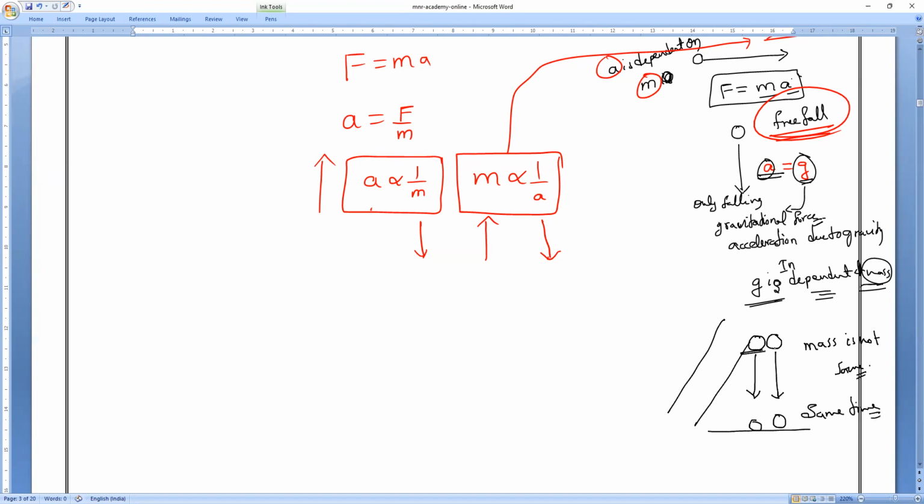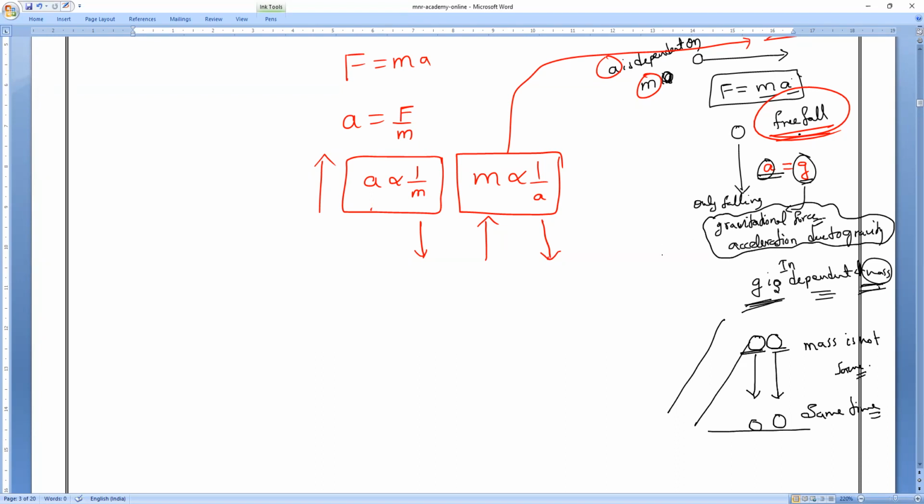That is why, don't get confused. Free fall means only under the gravitational force. If any body is falling towards the ground only under the gravitational force, it is called free fall. So in this case, g is independent of mass. The mass of the body does not affect the g value. Are you clear? The g value always remains constant.